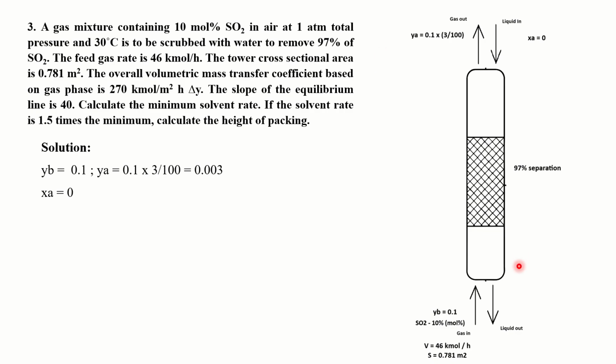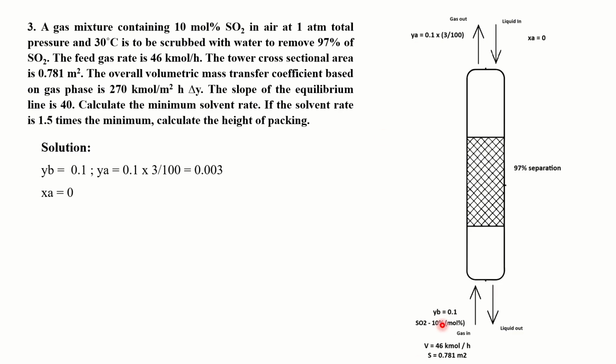So in terms of fraction, 0.1 is the fraction of solute in my inlet stream. Out of 0.1, 97% of that is separated by water. The remaining 3% of this 0.1 leaves in the exit gas stream. So that will help us find YA, which is 3% of 0.1. That is YA, the mole fraction of sulfur dioxide in the exit gas stream.